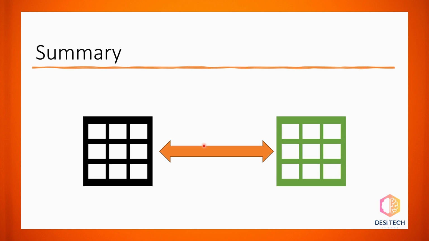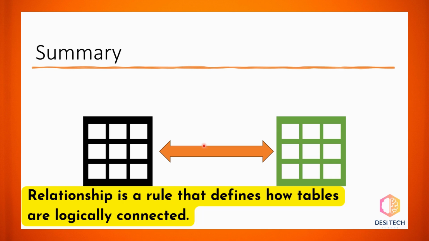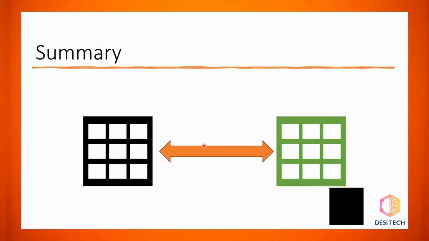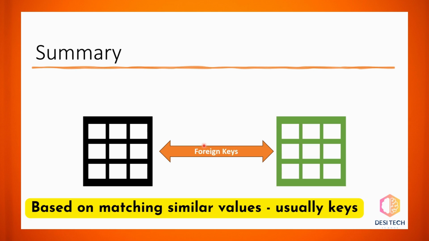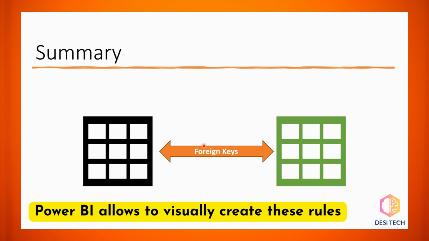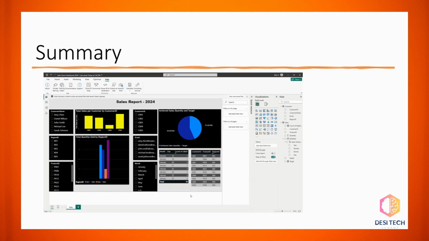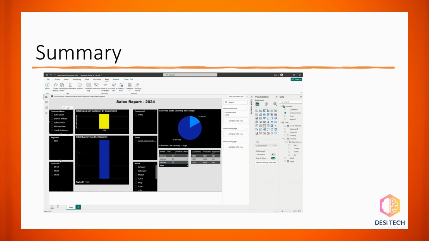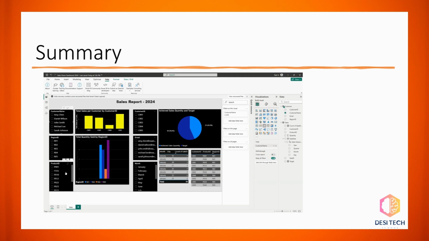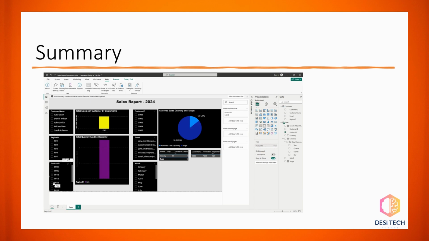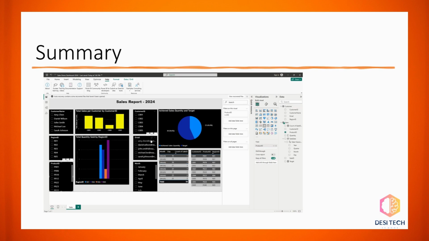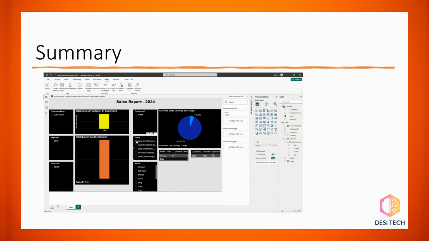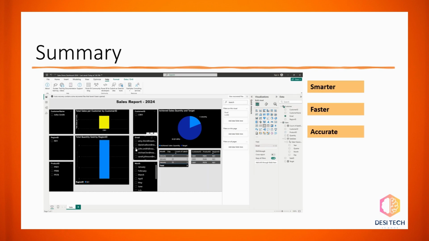So let's summarize the whole thing. A relationship is a rule that defines how tables are logically connected. It's based on matching values, usually keys. Power BI lets you design these relationships visually. The logic comes from relational databases, and it's the heart of data modeling. So next time you build a report, ask yourself, how does this table relate to the others? Build with that in mind, and your reports will be smarter, faster, and more accurate.